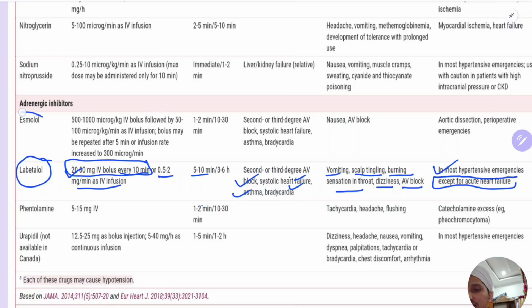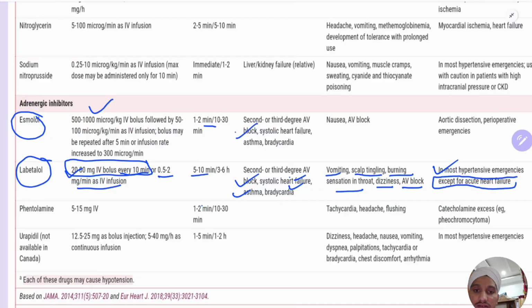So in aortic dissection, the number one choice is Esmolol. Along with that, you can add some like hydralazine, Nicardipine to that. 500 to 1000 microgram per kg IV bolus followed by 50 to 100 microgram per kg per minute as IV infusion. Bolus may be repeated after 5 minutes or infusion rate increased to a maximum of 300 micrograms per minute. Acts in 1 to 2 minutes.